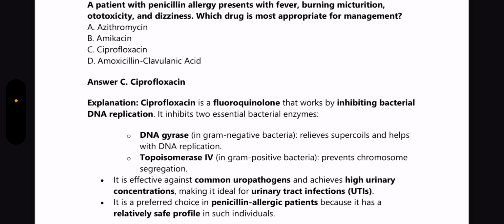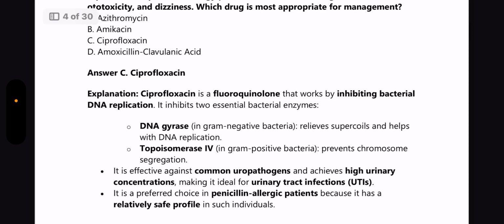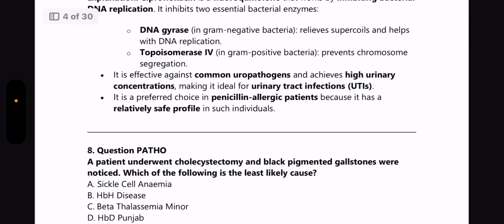DNA gyrase relieves the supercoils and helps with DNA replication, and topoisomerase 4 prevents chromosome segregation. So it is effective against common uropathogens and achieves high urinary concentrations, making it ideal for UTI. And it is a preferred choice in penicillin allergic patients because it has a relatively safe profile in such individuals.